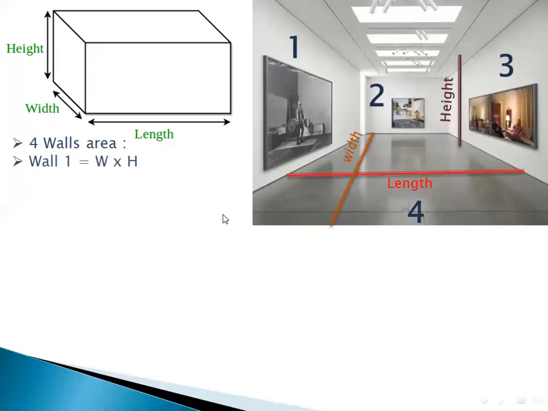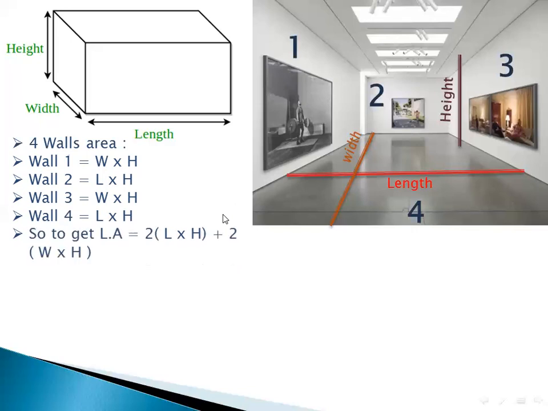So wall number 1 area equals width times height. Wall number 2 area equals length times height. Wall number 3 equals width times height. Wall number 4 equals length times height. So here I'm going to add 2 length times height plus 2 width times height. I have here 2 equal walls and another 2 equal walls. So I'm going to add 2 length times height plus 2 width times height.